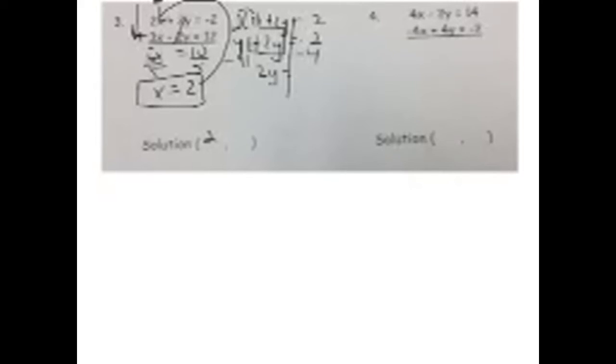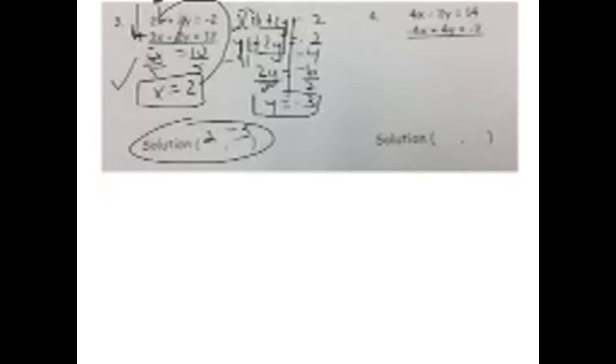2y, negative 2 and negative 4 is negative 6. Divide both sides by 2. And y is negative 3. And that is my second answer, and that's my total solution. So it is considerably less work, especially right there to find that first answer.